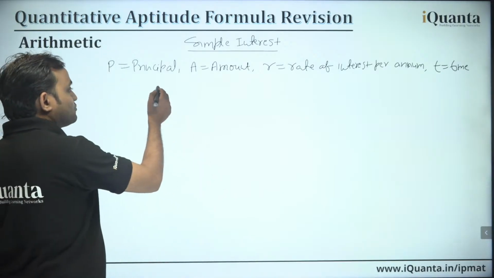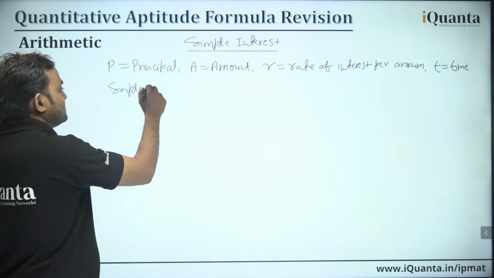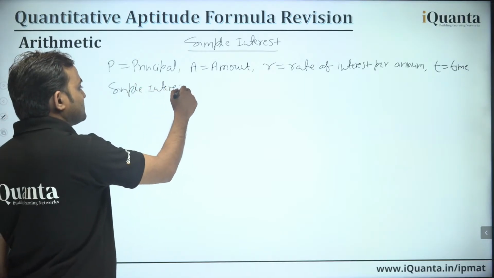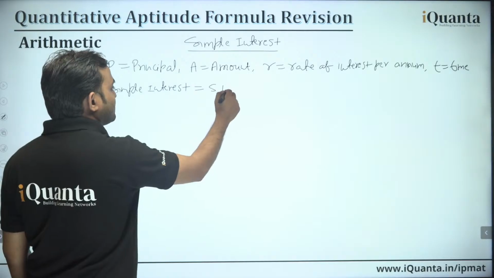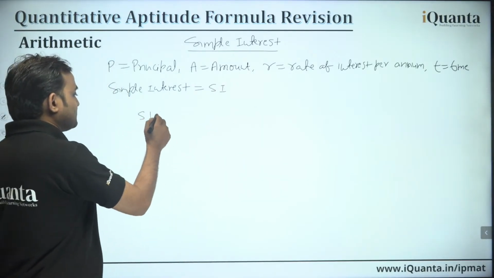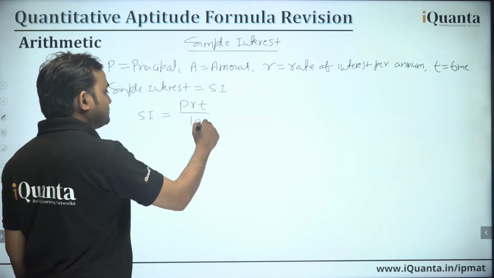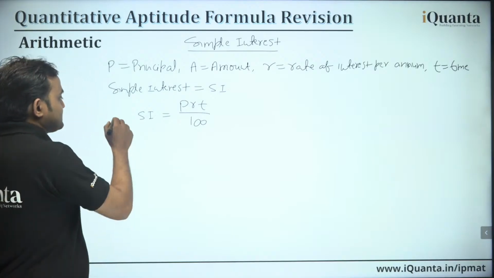So the formula, or let me write it, simple interest is basically denoted by SI. Okay, so how do we calculate this simple interest? SI is equal to PRT upon 100. This is the formula for simple interest.